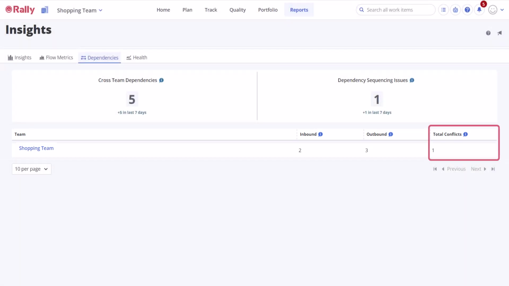The Total Conflicts column identifies the number of possible sequencing issues for the identified dependencies. These issues can include scheduling conflicts, such as a successor that is scheduled when the predecessor is not, or a successor that is scheduled before its predecessor.